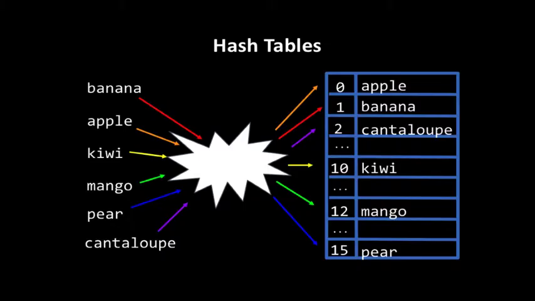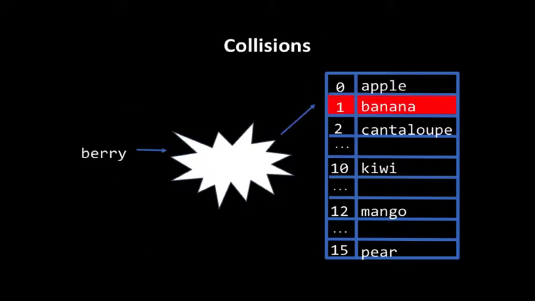Let's have another example. Again, same thing, you've got the processing going on there and going into a hash table. You've got apple, banana, cantaloupe, kiwi, mango and pear. The problem is if we put something like berry in, we've got a collision.